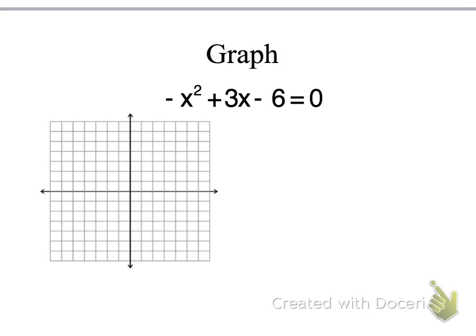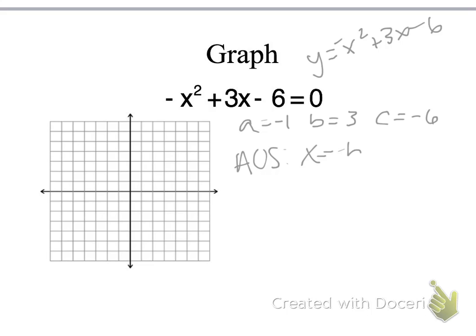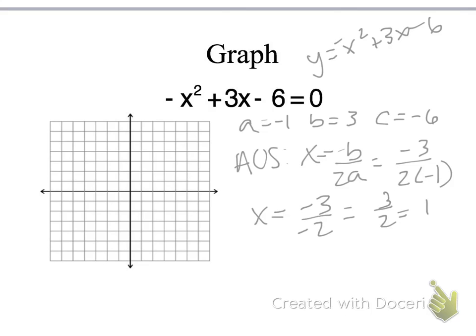Okay, so this one, we need to solve. So I'm going to find my AOS first. So my A equals negative 1, my B equals 3, my C equals negative 6, because we got y equals negative x squared plus 3x minus 6. Okay, so AOS is x equals negative b over 2a. So I got negative 3 over 2 times negative 1. So x equals negative 3 over negative 2, which is 3 over 2, which is 1.5. Okay, my AOS always looks like a dashed line, so I got a dashed line at positive 1.5.